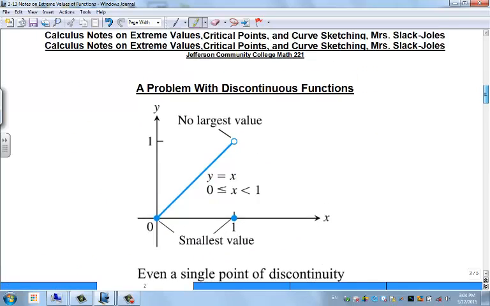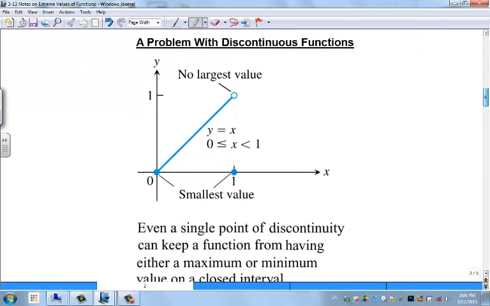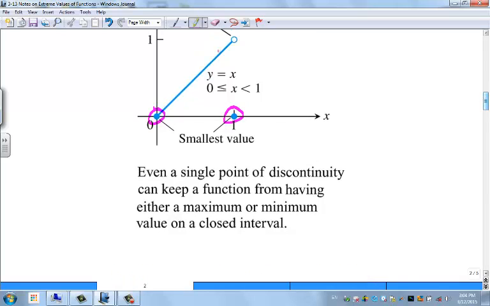Moving on, there are so many different ways to look at this. Now, if you look at a discontinuous function, this discontinuous function has two absolute minimums, but it has no absolute maximum, because there is no highest value on the interval. You can't pick something. It can't be 1 because it's discontinuous at 1. So even a single point of discontinuity can keep a function from having either a maximum or a minimum value on a closed interval.